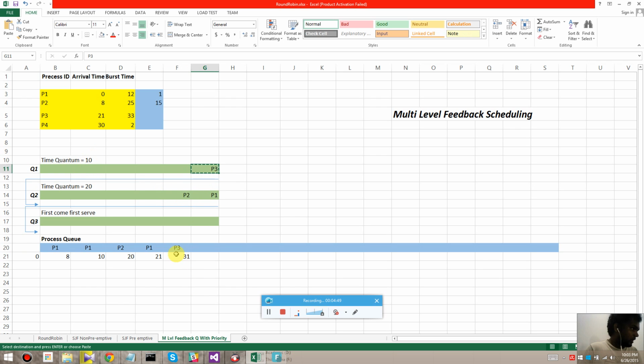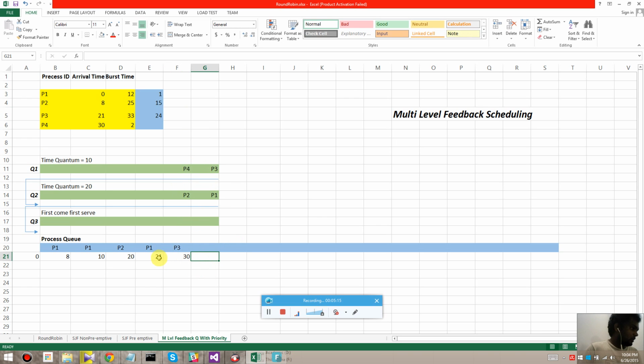Before that I have to consider time 30, because by time 30 P4 comes into the CPU, so I'll rename this as time 30, and by time 30 P3 is still running. This only ran for 9 time units, which means 33 minus 9 is 24 time units, and by time 30 process P4 comes into the CPU.